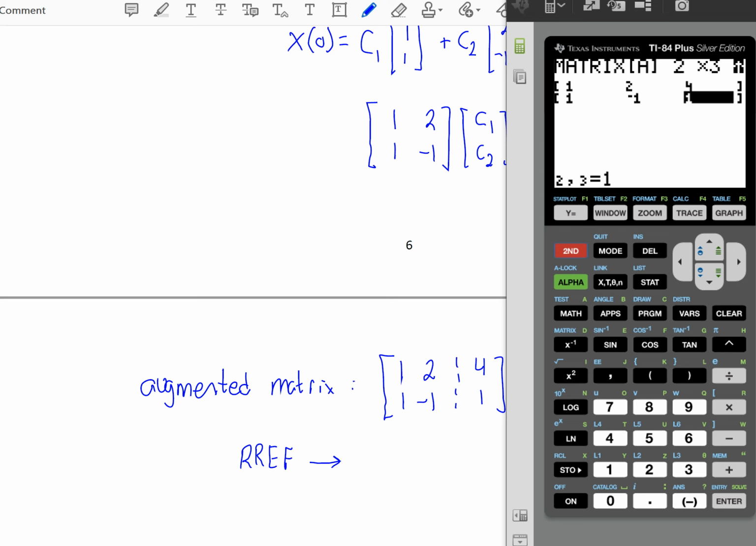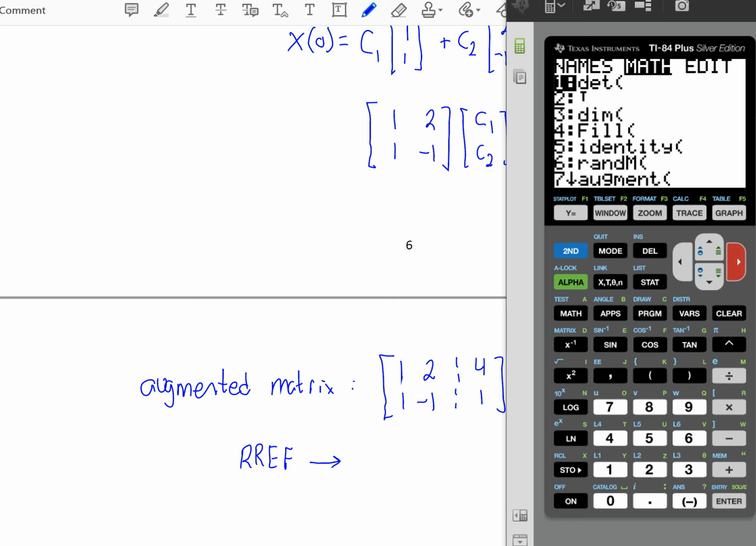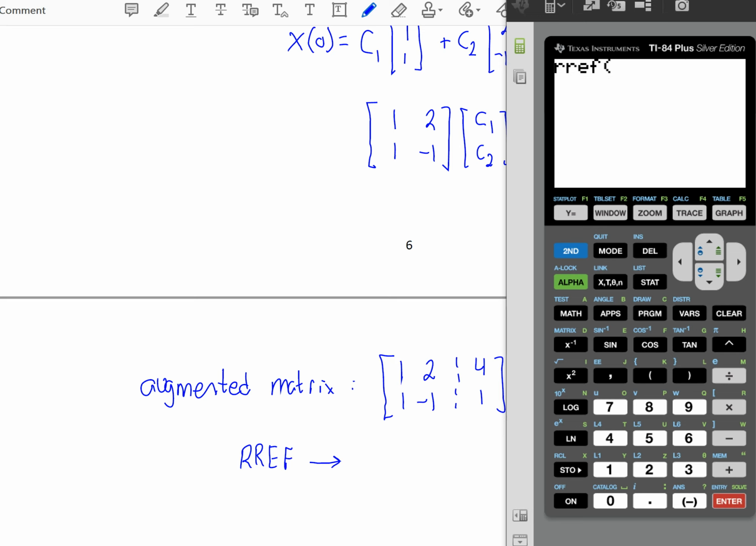In which case, let's go back to our home screen and let's ask our calculator to do some matrix calculations for us. So go to your math option. Remember, RREF is at the bottom of your list. I like hitting the up arrow to go directly to the bottom. And let's choose the RREF option. And give our calculator the matrix A that we're working on. And get our RREF form, which it provides for us.